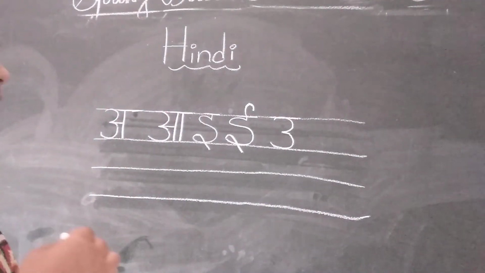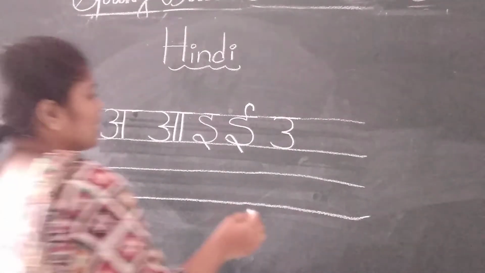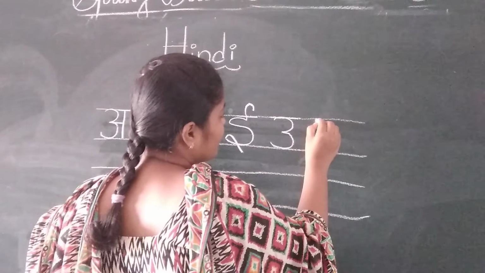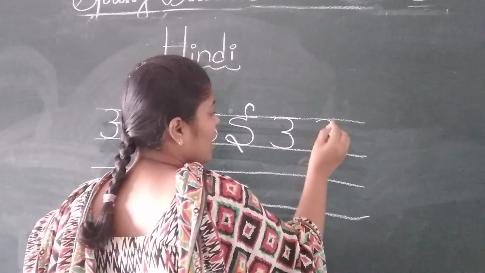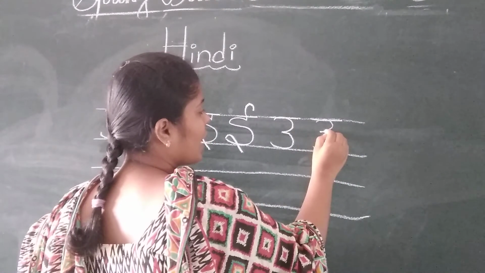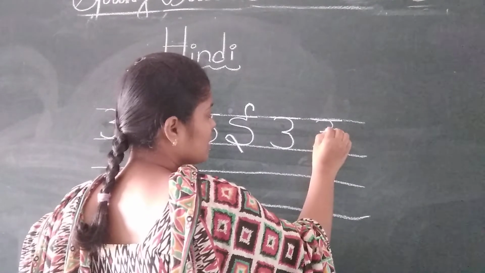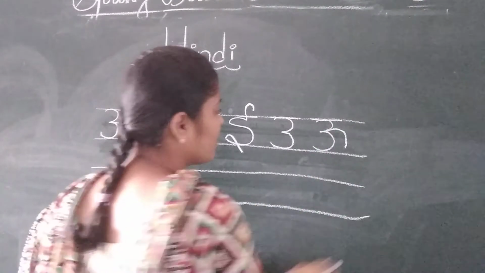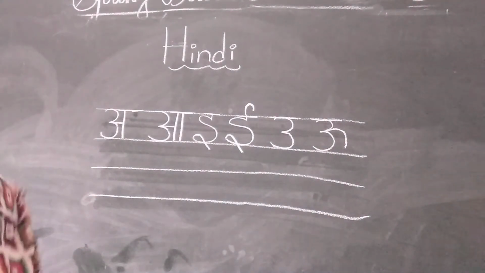So what is the next letter after U, children? It's Oo, right? So how to write that? First, we have to write number 3 and one sleeping line. And in between these, we have to write a small downwards curve, a half downwards curve. It forms letter Oo.